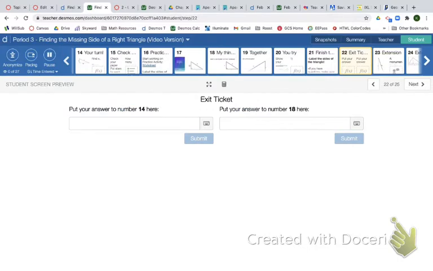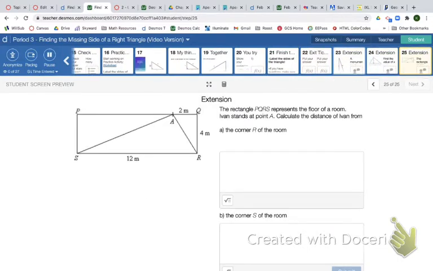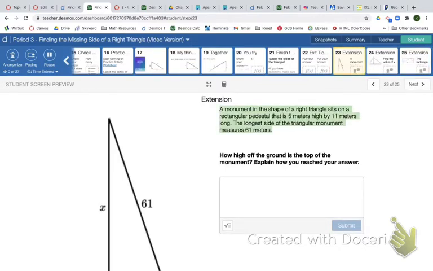If you by chance finish early, then slides 23, 24, and 25 are some extension questions that are a little bit more challenging, but it's what we're going to be doing on Thursday, Friday anyways. So, good luck. Email me if you have questions that you want me to address on Wednesday and Thursday, Friday. I wish you the best.